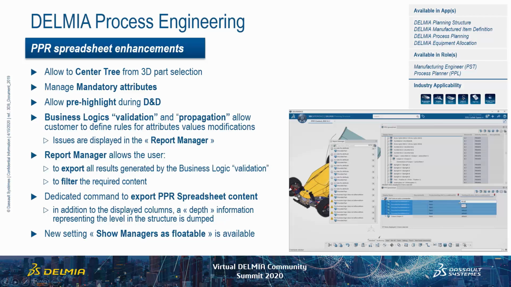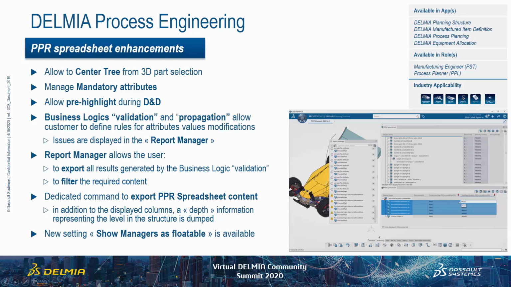Some additional capability and enhancements have also been provided in the PPR spreadsheet, which is a functionality you retrieve in a couple of process engineering applications like planning structure, manufacturing item definition, process planning, and equipment allocation. Here is a long list of different enhancements, but to highlight a couple of them, you are now able, with the report manager, to control and identify any issue related to attribute edition.